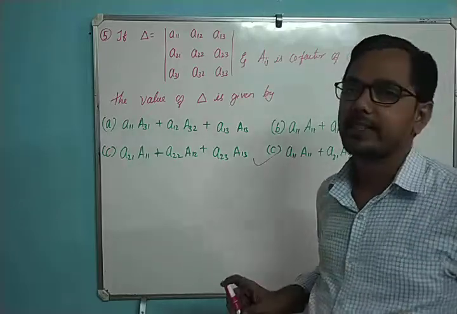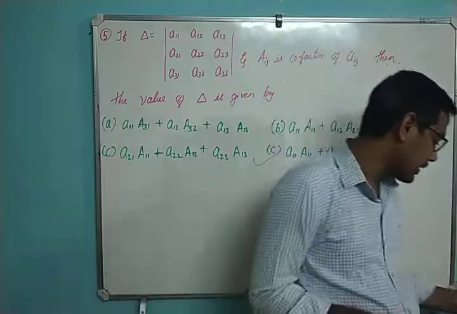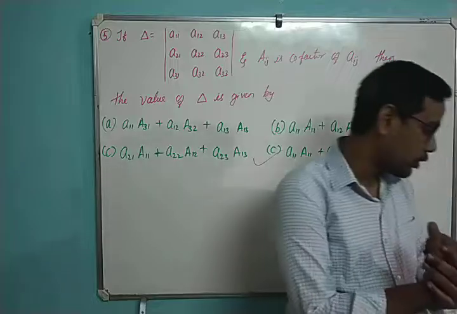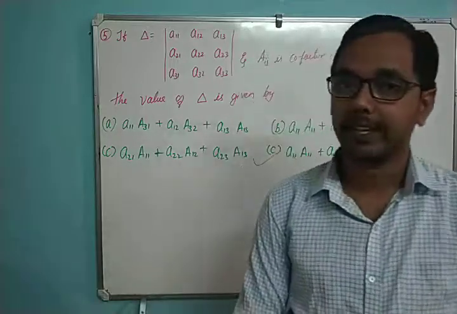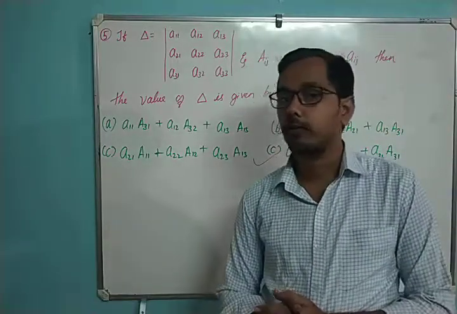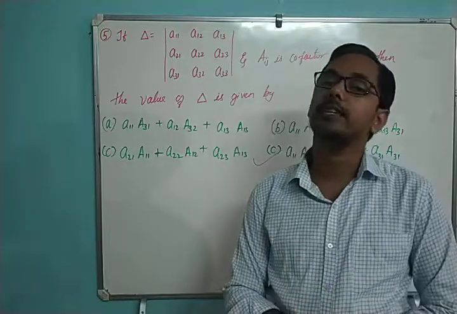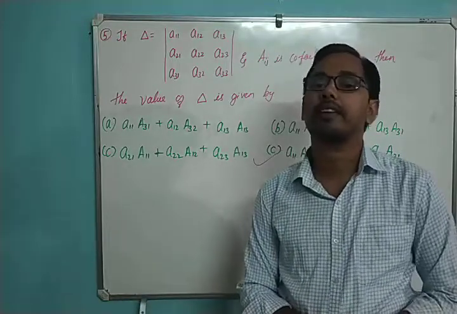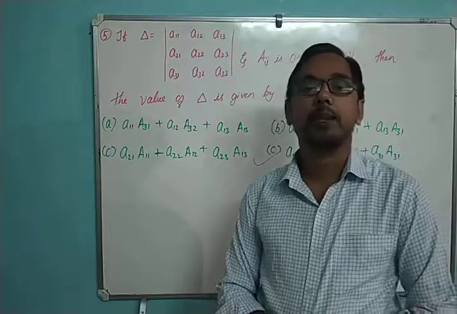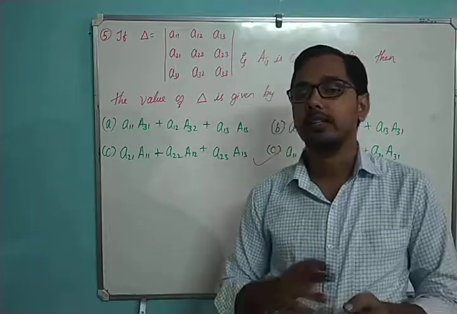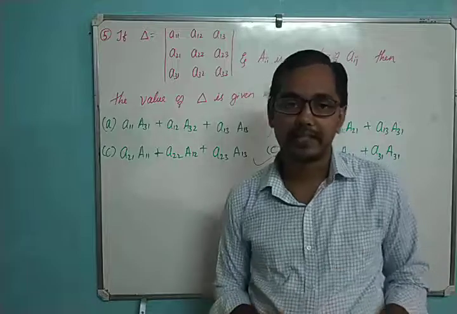So this exercise is completed. In the next session we are going to start with the adjoint and inverse of a matrix. We have already seen the minors and cofactors. With the help of these minors, how to find the adjoint of A, I will explain in the next class. Till then, take care, keep practicing, and goodbye.